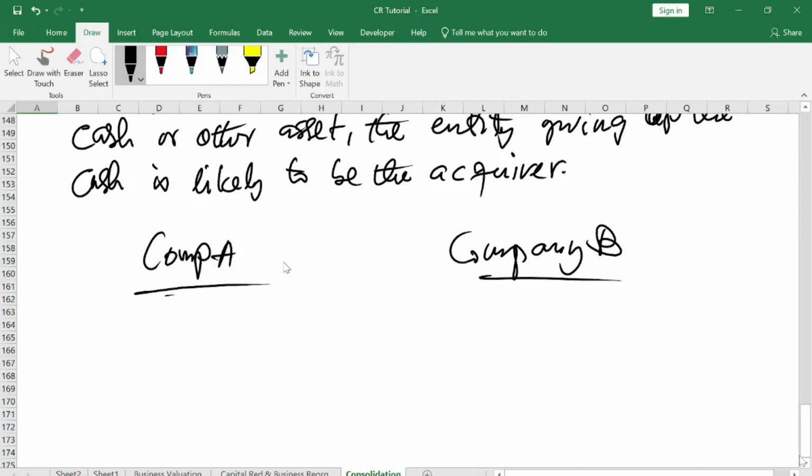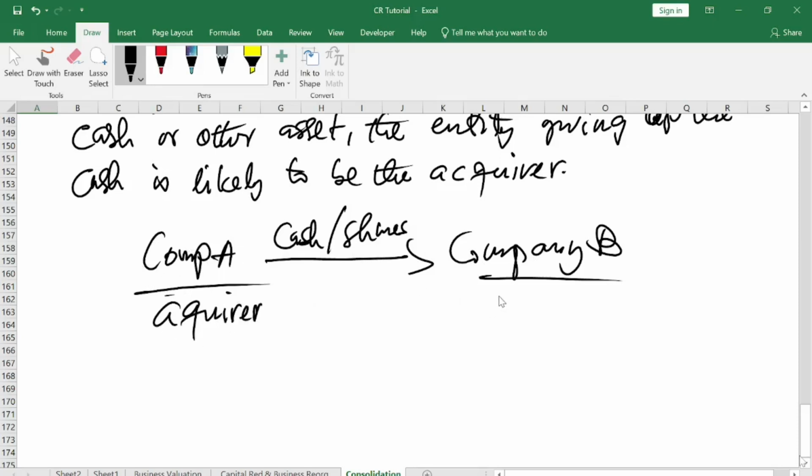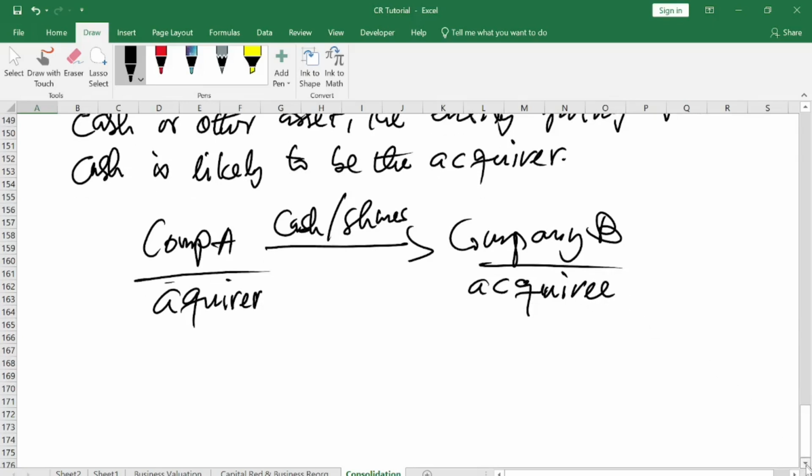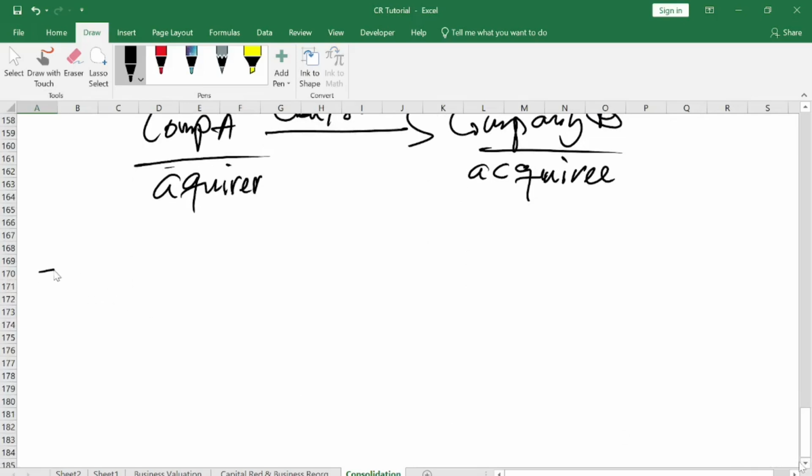So if company A is the one giving out money, maybe they are giving cash, maybe the payment is through cash or maybe through shares. So if it is company A that is doing that, then company A is the acquirer, right? And company B is the acquiree. Do you understand? So that is what point two is talking about.